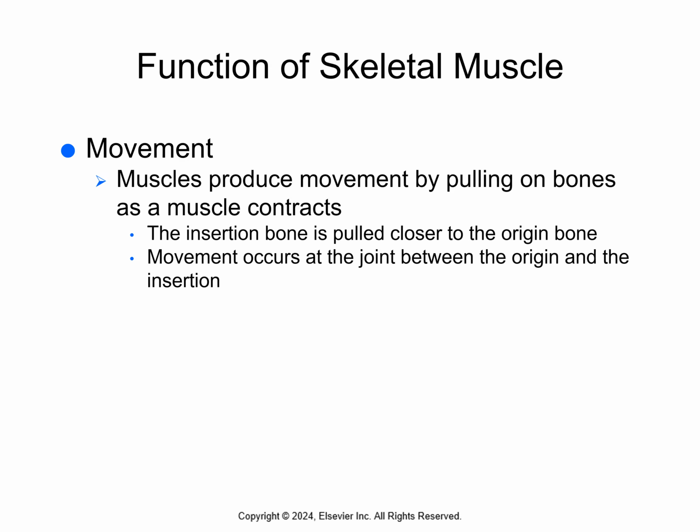Muscles produce movement by pulling on one bone as the muscle contracts. So we have the origin and insertion, and it's going to pull. The insertion bone is closer to the origin bone. Movement occurs at the joint between the origin and the insertion. So all these, from flexion to extension, wherever the origin is, it's going to pull. The insertion bone is pulled closer to the origin.